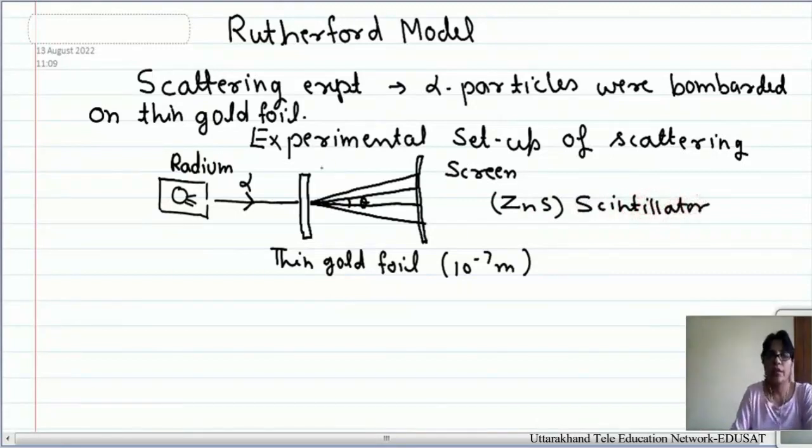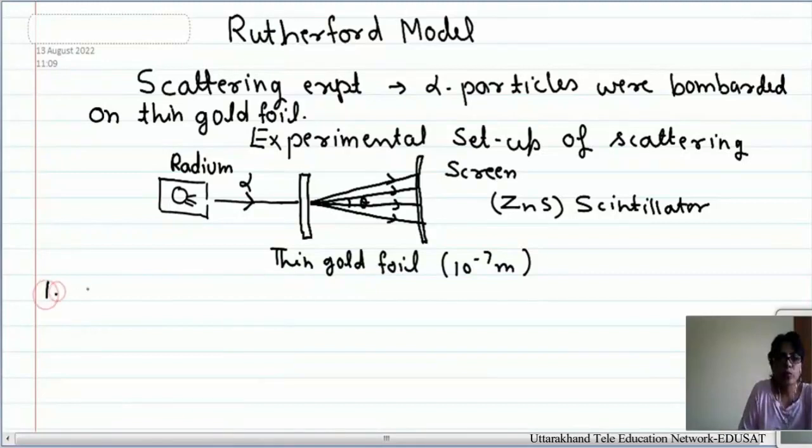So when an alpha particle strikes the screen, there will be some light emission. An experiment of this type was done by Rutherford, and it is known as the alpha particle scattering experiment. After this experiment, what he observed, let us first write the findings.